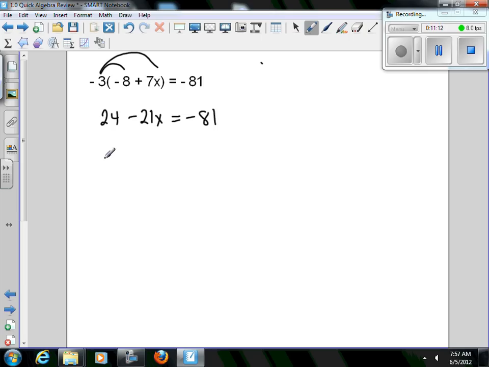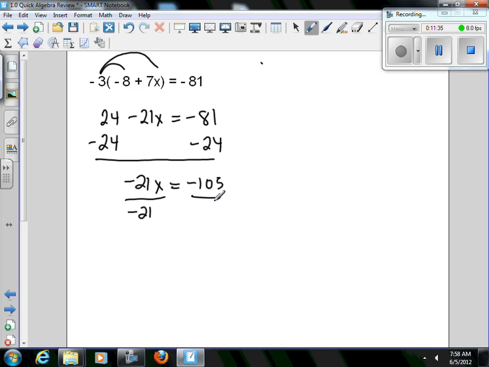We want to get all of the x's. I'm sorry, not all the x's. We want to get the x alone. So what we're going to do is subtract 24 from each side. So we end up with negative 21x equals negative 105. We want to get x alone now, so we'll divide by the negative 21, which is in front, its coefficient. The negative 21's cancel, and we end up with x equals 5.